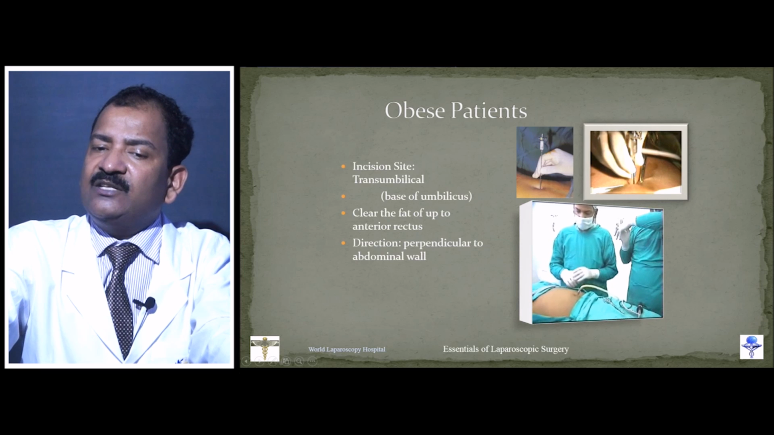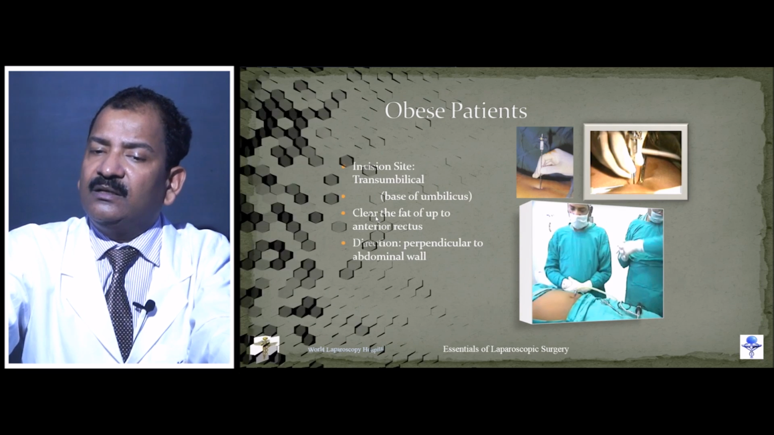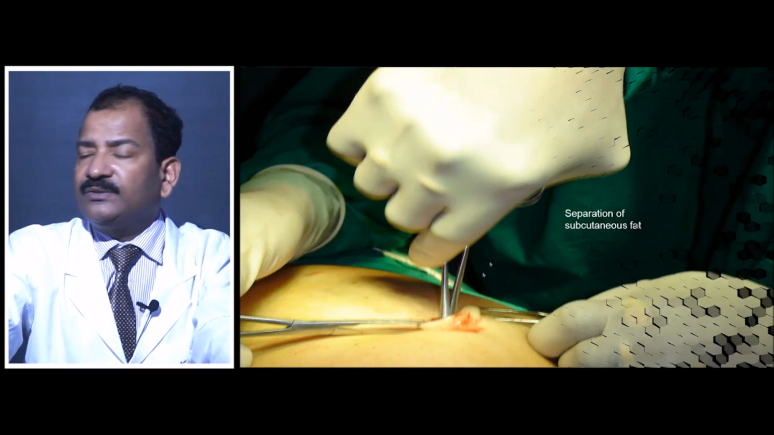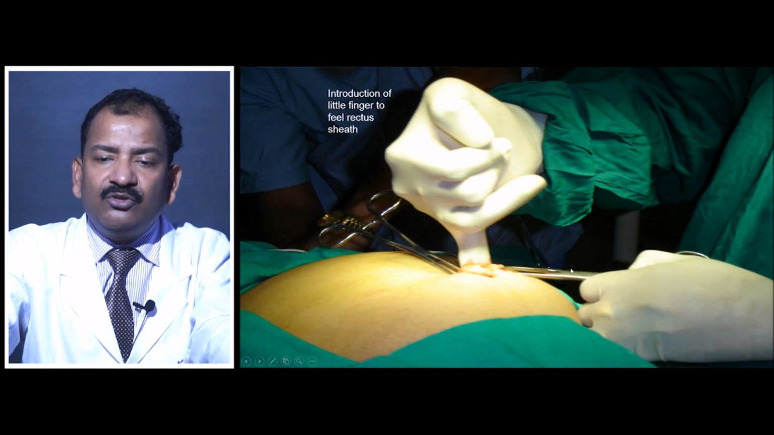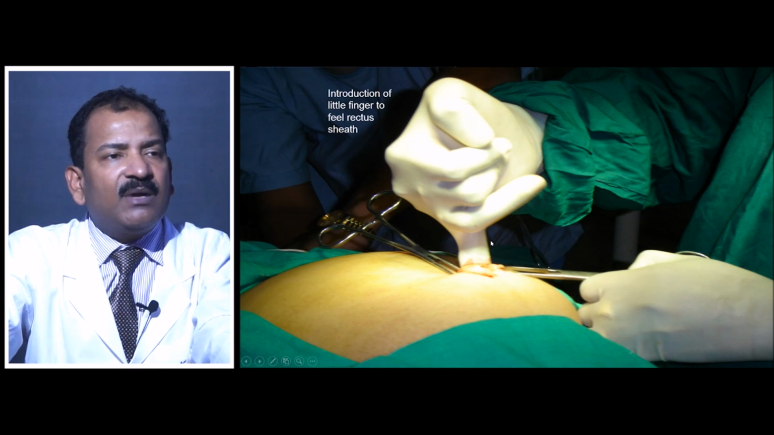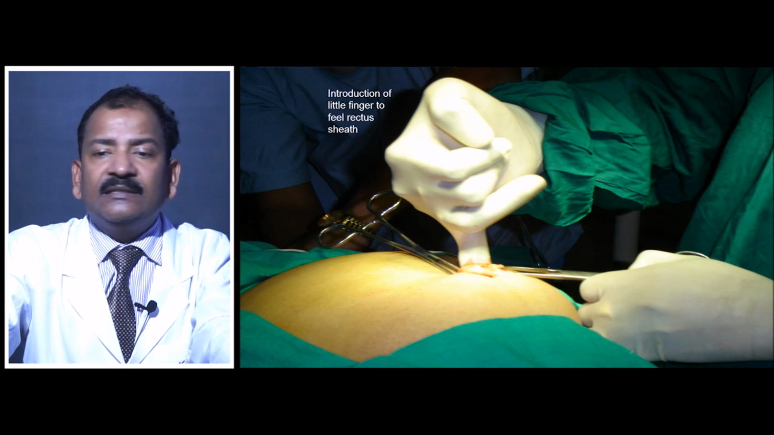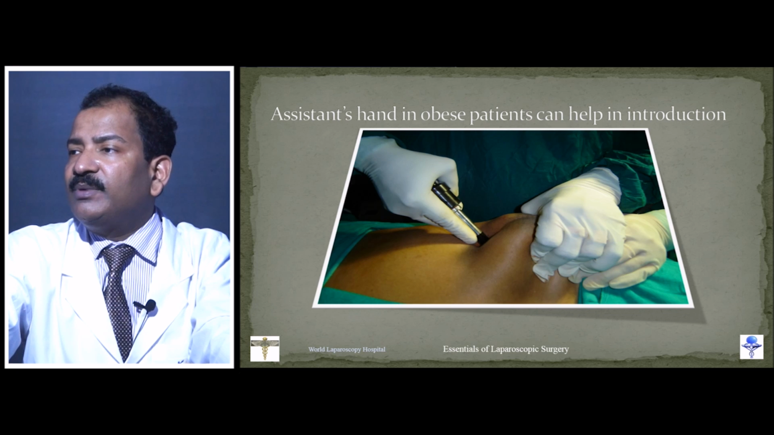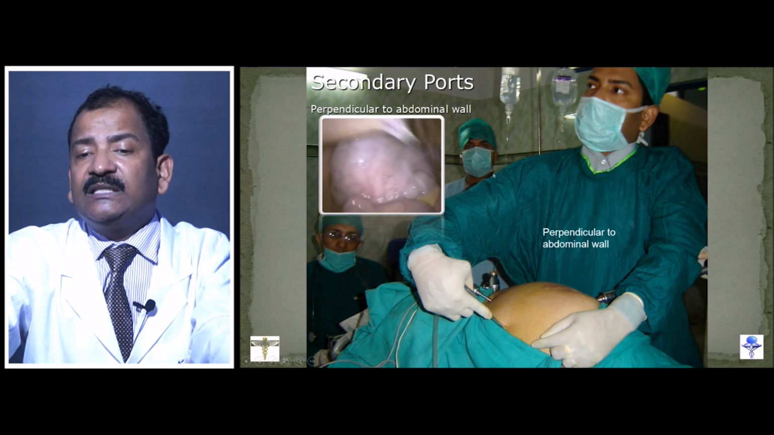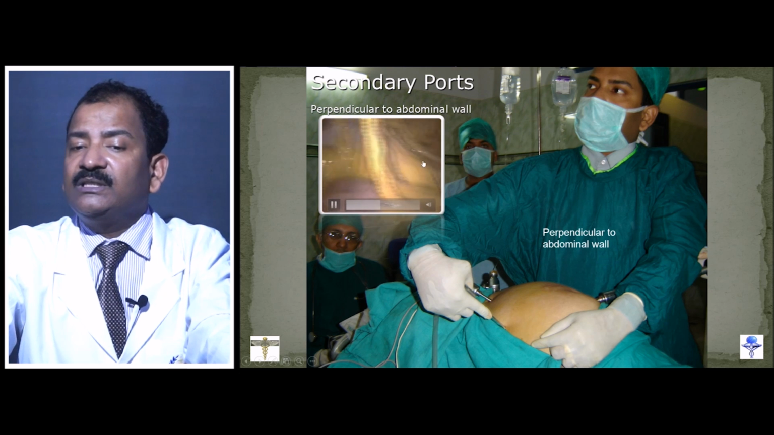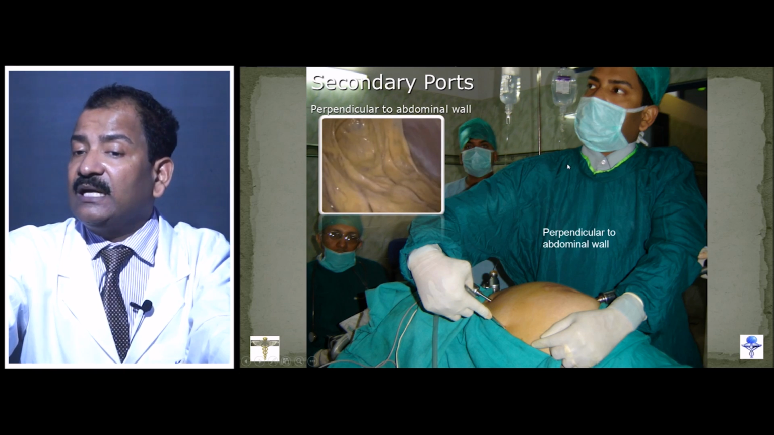In an obese patient, you have to be particularly more careful that you go perpendicular, and you may ask your assistant also. Sometimes you have to clear the subcutaneous fat, and then you should know how much fat the patient has by putting in your small finger, and then you should put the trocar and cannula perpendicular. Always try to see when the trocar goes in, otherwise if there is any adhesion, it can be damaged and you will be in trouble.